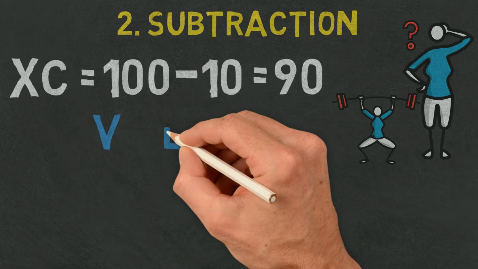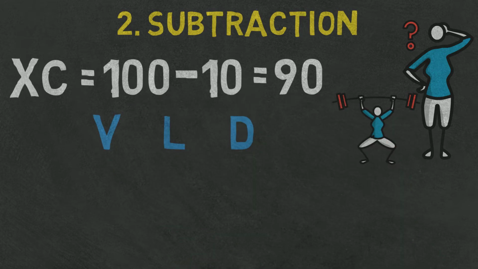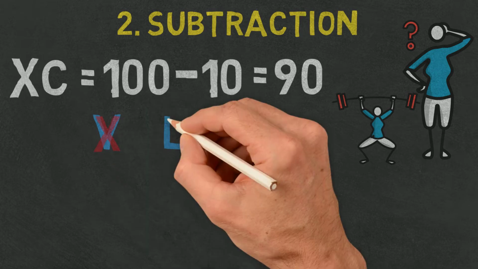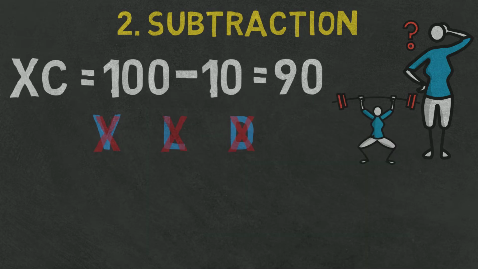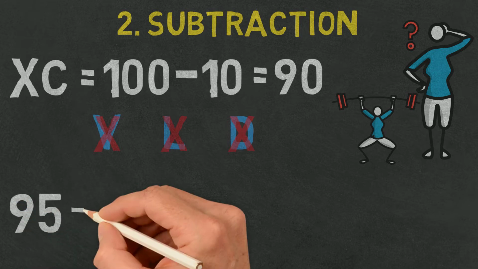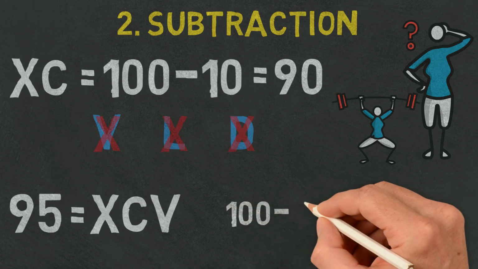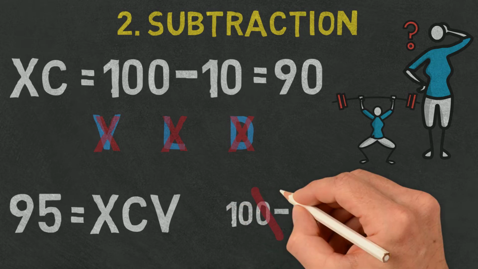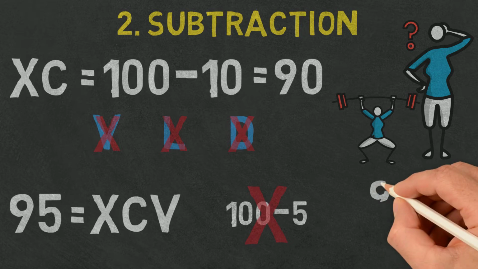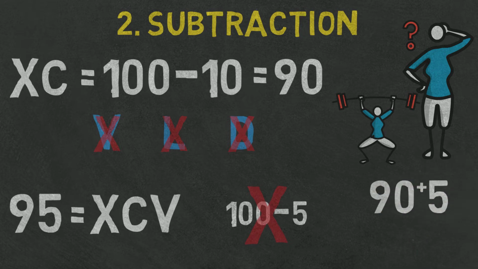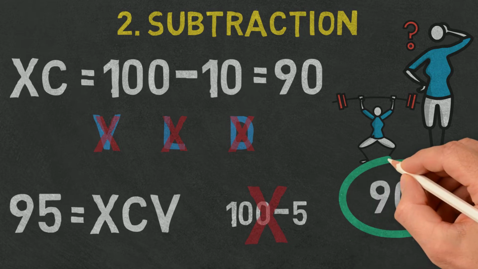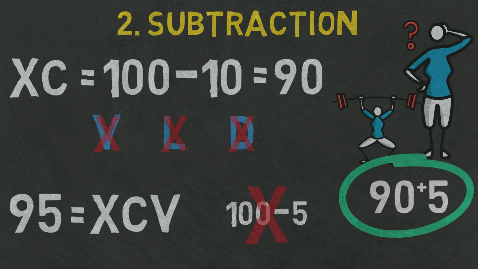Secondly, the symbols V, L and D, like before in the rule of repetition, are all immune to this rule and cannot be subtracted from any numeral. For example, 95 can't be written as 100 minus 5, or VC. It can only be written as 95 equals 90 plus 5, which is equal to XCV, where XC stands for 90, as explained in the subtraction rule, and we just added V, hence obtaining 95 as the final result.